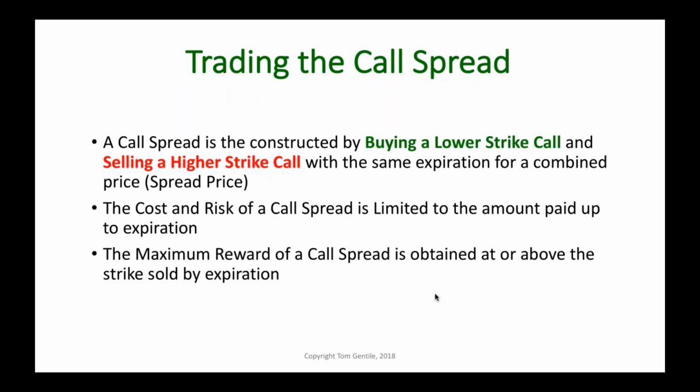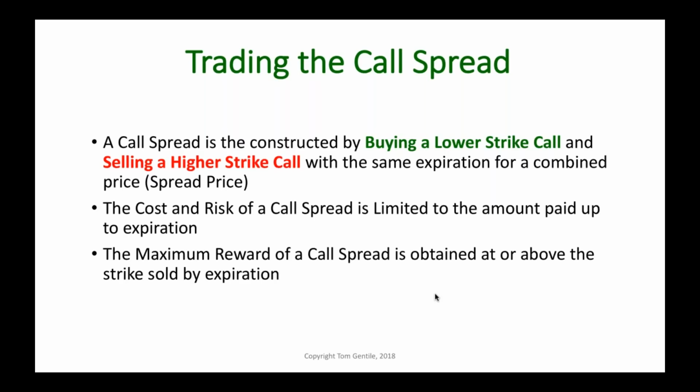Okay. Next thing, trading the call spread. So we can buy calls, but let's look at a call spread. And a call spread is constructed by what? Buying a lower strike call and selling a higher strike call with the same expiration. And what we're doing is we're combining the prices. We're combining what we bought and what we sold.